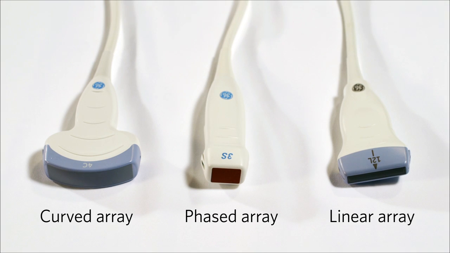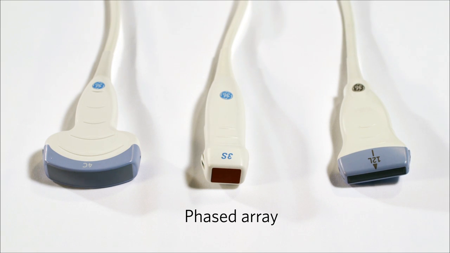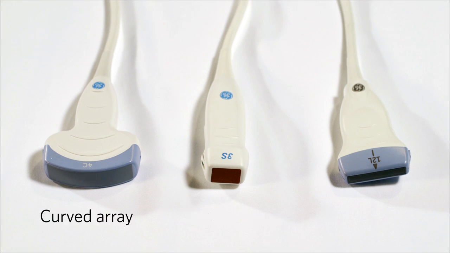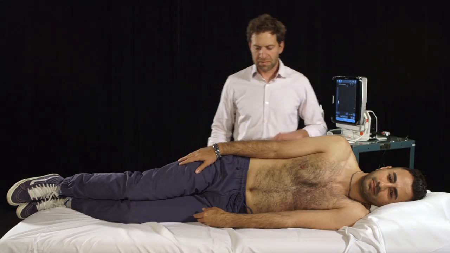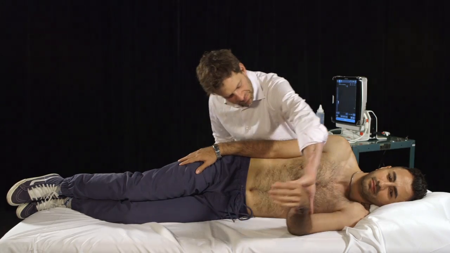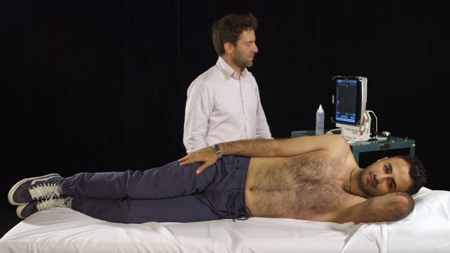First, select the probe. Your first choice should be the phased array or cardiac probe. If this probe is unavailable, use a curved array or abdominal probe. Also, make sure to set the ultrasound machine to the general cardiac preset. Position the patient in left lateral decubitus if possible with their left arm extended out of the way.